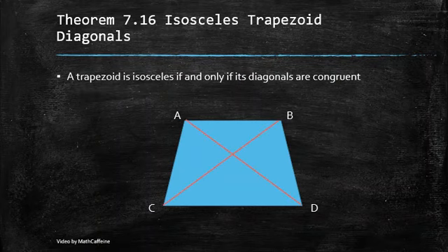Theorem 7.16 is the isosceles trapezoid's diagonal theorem. It states that a trapezoid is isosceles if and only if its diagonals are congruent. For example, this quadrilateral is isosceles because segment AD is congruent to segment BC and the diagonals of the trapezoid are congruent.